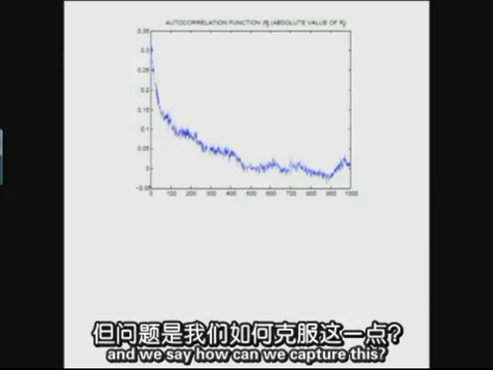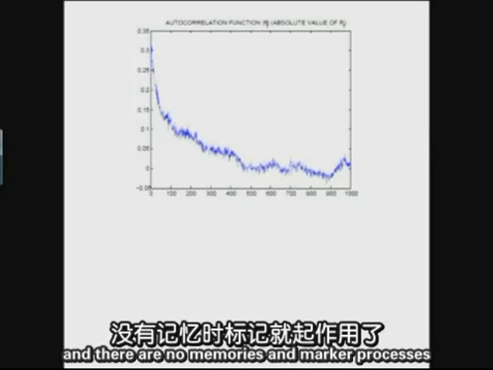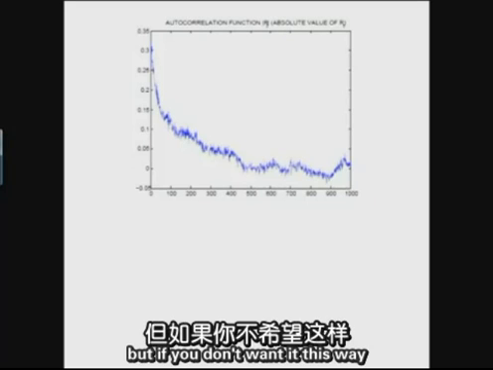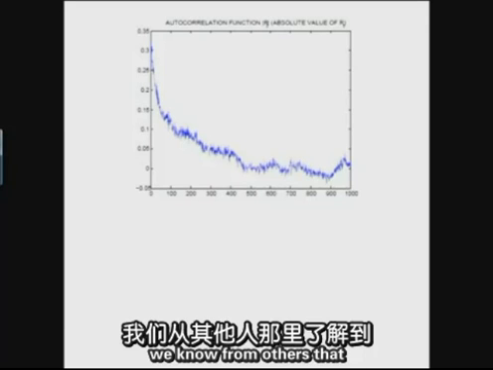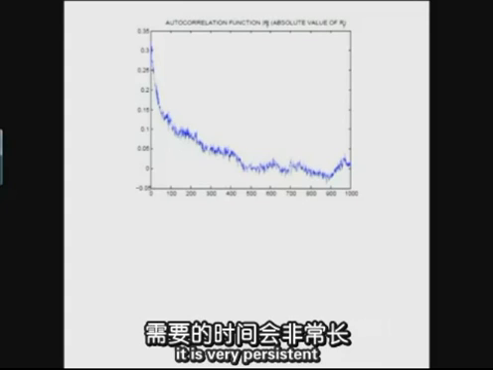And then we say, okay, how can we capture this? Some people would say long memory could be one way. We know that long memory is a non-Markov process, but you can handle it in the classical way, or there are other less sophisticated ways. But if you don't want to do this, you use regime switching, and we know from Diebold and others, and also statisticians who work on these methods, that in an alternative description, you have a switching model where the states are very, very persistent.